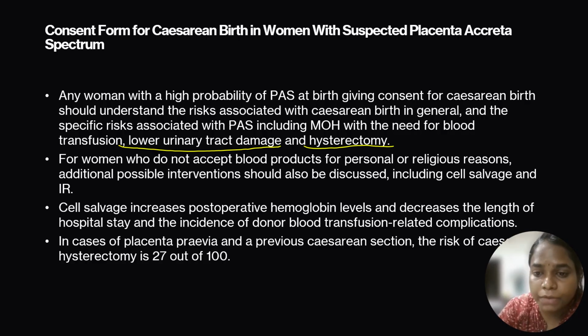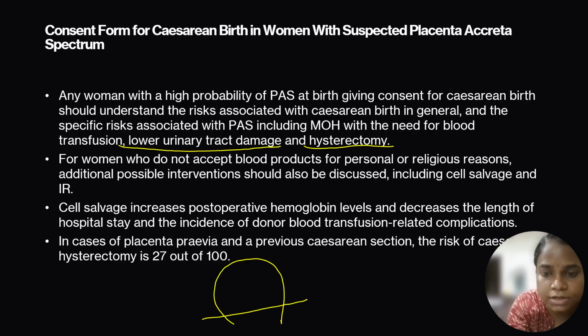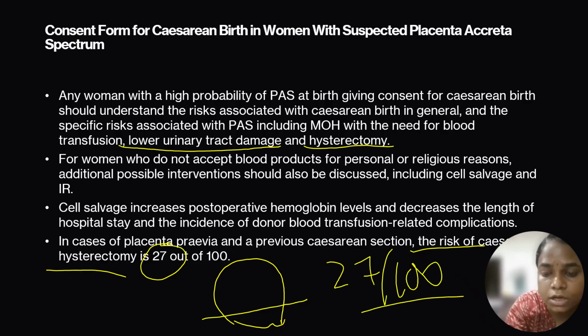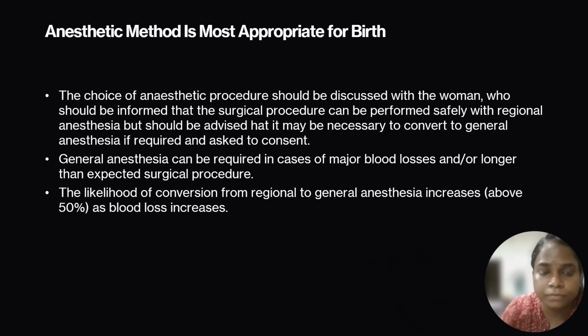In case of placenta previa and previous cesarean section, the risk of cesarean hysterectomy is very important. So if a lady has a history of one previous cesarean section, and now she has placenta previa, they will ask about the risk of cesarean hysterectomy. It is 27 in 100. So you should explain to them, see, now we have placenta previa. We'll do cesarean section, it's okay, but you may land in cesarean hysterectomy in 27 in 100.